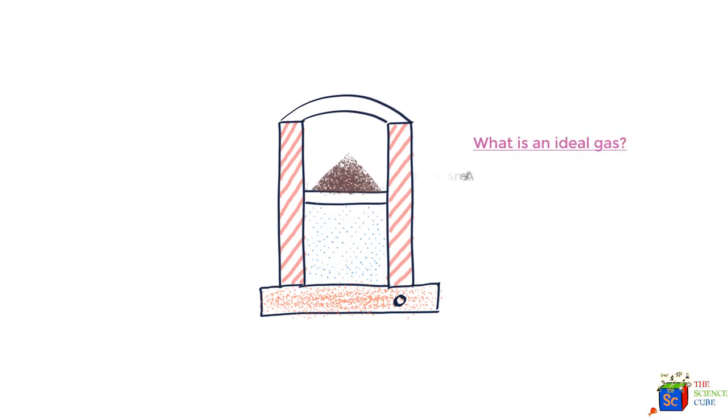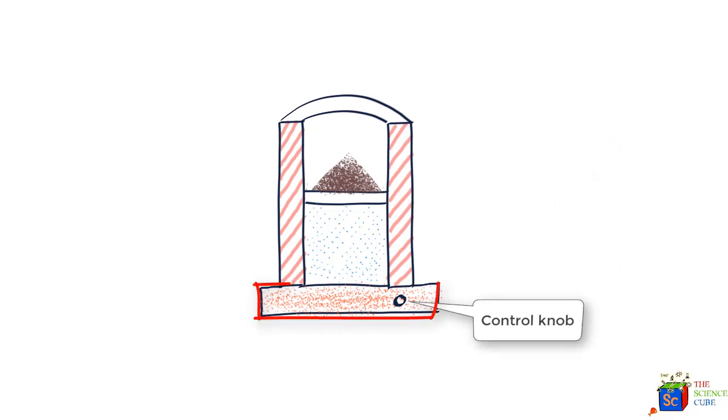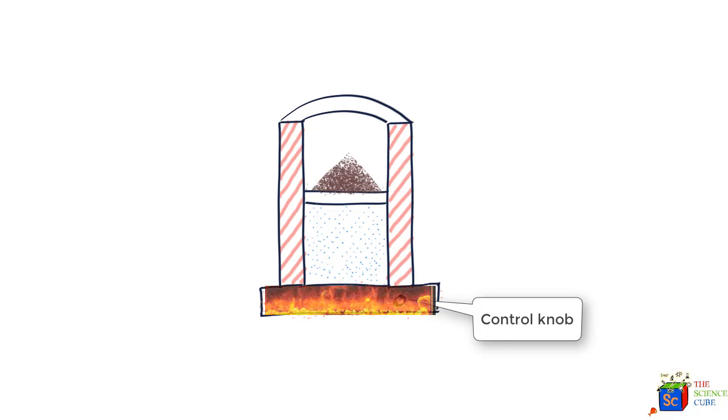It is a gas whose molecules occupy negligible volume, do not interact with one another, or there is in a way no intermolecular force, and if they collide, the collision is perfectly elastic and there is no loss of kinetic energy. Now, this reservoir that is providing the heat could be a hot plate with a control knob that can be turned up or down depending on the amount of heat to be provided to the system to, well, either increase the temperature of the gas or maintain the temperature of the gas.